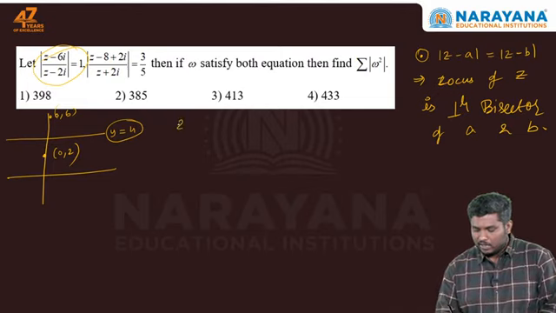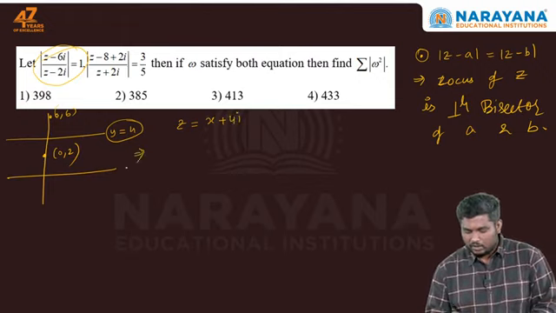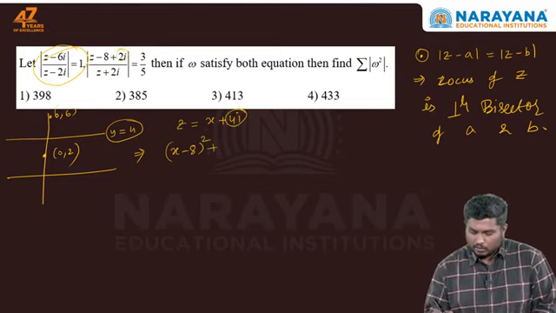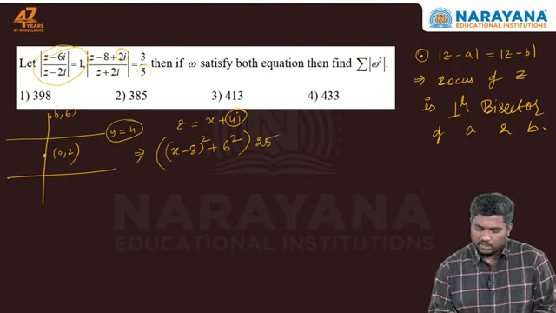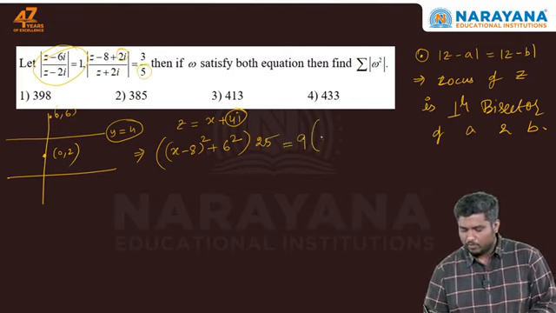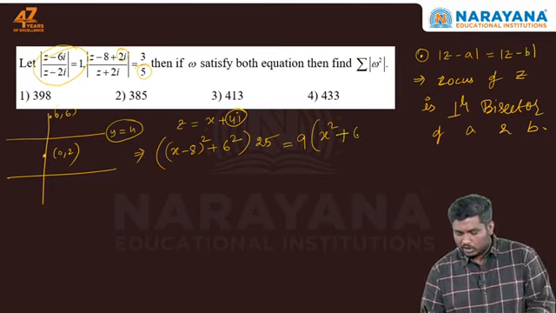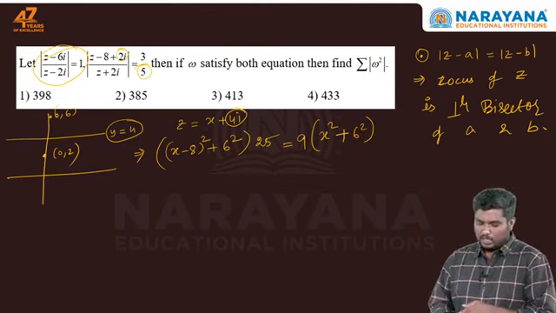So in the second equation, I'm going to substitute z is equal to x plus 4i. Substitute this in the second equation, you're going to get an equation something like this: modulus of (x minus 8) whole square plus (4i plus 2i, which is 6i) whose square is 6 square, into 25, because this square is 25, is equal to 9 into x square plus what is the imaginary part? 4 plus 2, 6 square. That's it, guys. You have to just solve the quadratic equation given here.